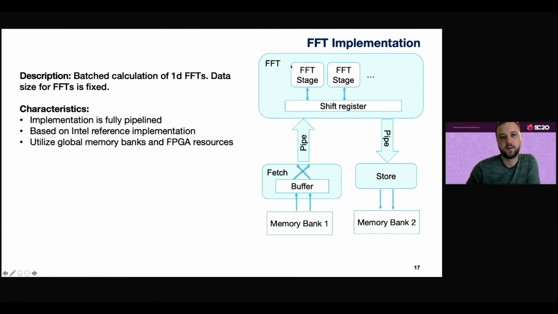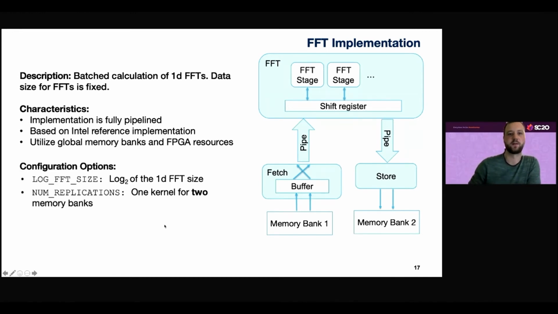In the FFT kernel, the FFT stages will actually be unrolled. So the bigger we choose an FFT, the more DSPs will be used and the more calculations will be done in parallel. As configuration options, we have the FFT size and also the number of kernel replications.